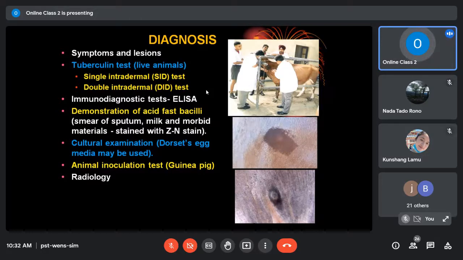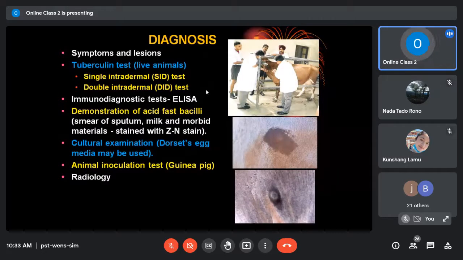From the site of the injection, that kind of erythema or erythematous swelling and thickening of the skin used to be there, and it is measured by slide calipers. So 3 mm and above is considered a positive reactor, and below that is considered negative. Those techniques, you might have learned in detail in bacteriology. Then immunodiagnostic techniques like ELISA for mass screening.